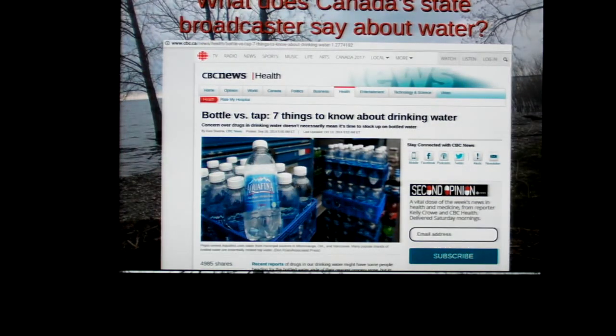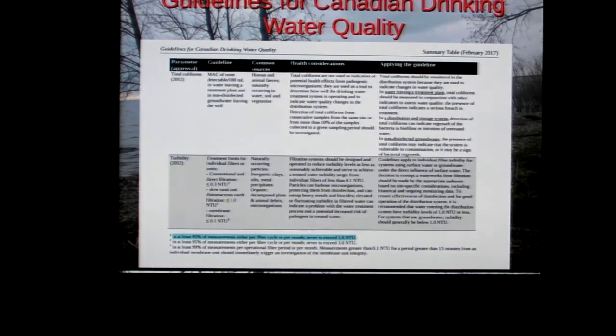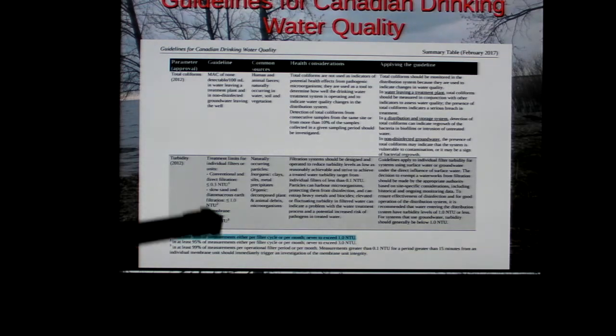So what does Canada's state broadcaster say about water? They did an article about bottled versus tap water, and here they state that for water quality, for tap water, refer to the guidelines for Canadian drinking water quality. So let's go take a look. Guidelines for Canadian drinking water quality. Here I've got the part for total coliforms, what's allowed, and turbidity. Keep note of the subscript here. It says in at least 95% of measurements, either per filter cycle or per month, never to exceed 1 NTU. So filters are never to exceed 1 NTU, ever.